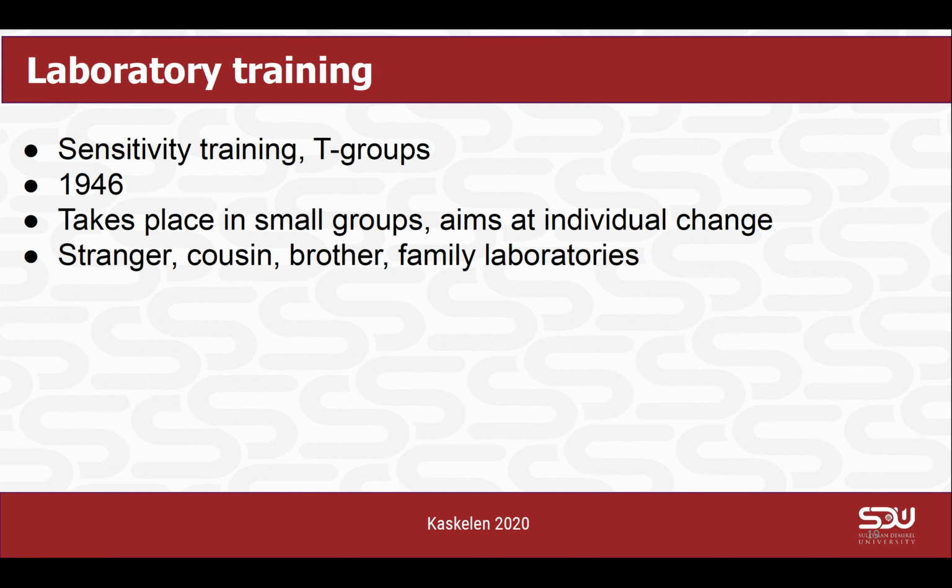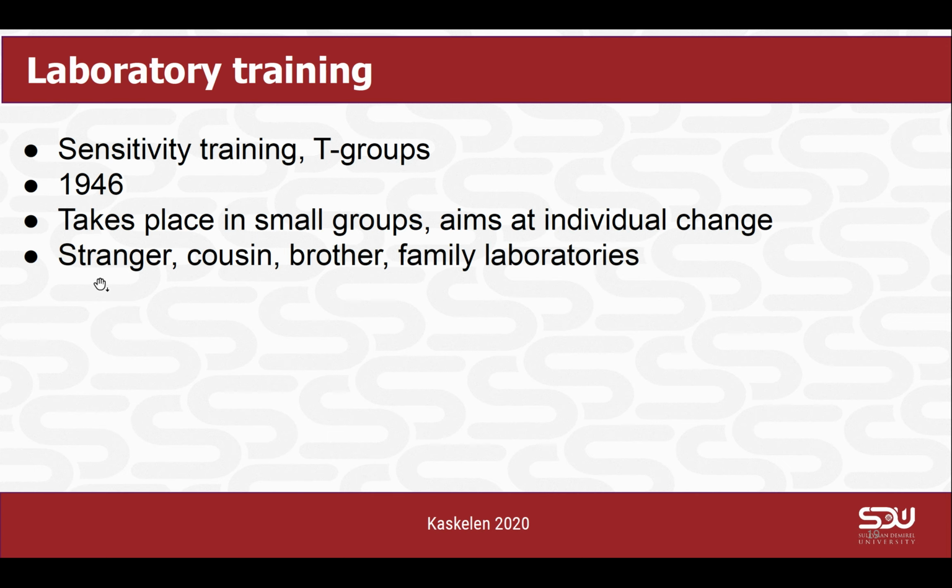The next approach is laboratory training. This is a little bit less common in these parts, but quite common maybe in the US and in some other countries. It's also known under the names of sensitivity training or T groups, originated in 1946, and usually takes place in small groups but aims at individual change. People usually retreat somewhere. It doesn't happen in the workplace.